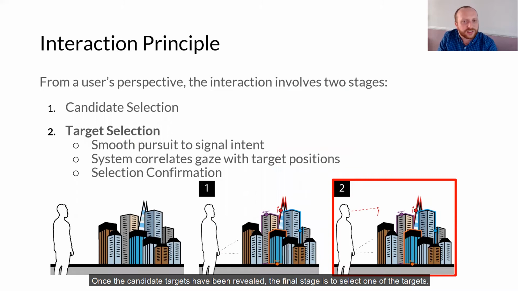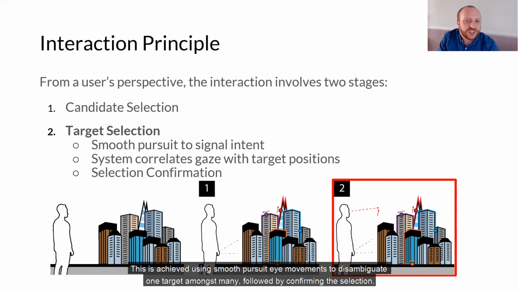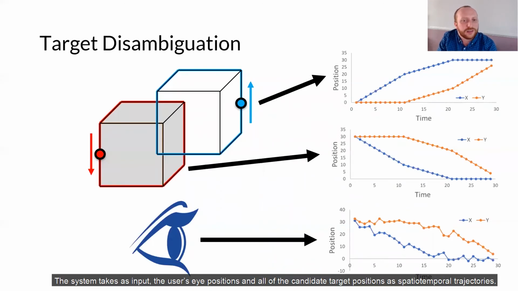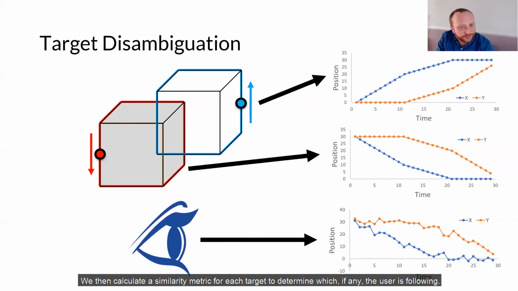Once the candidate targets have been revealed, the final stage is to select one of the targets. This is achieved using smooth pursuit eye movements to disambiguate one target amongst many, followed by confirming the selection. Target disambiguation occurs when the user follows the relevant target using their gaze, resulting in smooth pursuit eye movements. The system takes as input the user's eye positions and all of the candidate target positions as spatiotemporal trajectories. We then calculate a similarity metric for each target to determine which, if any, the user is following.